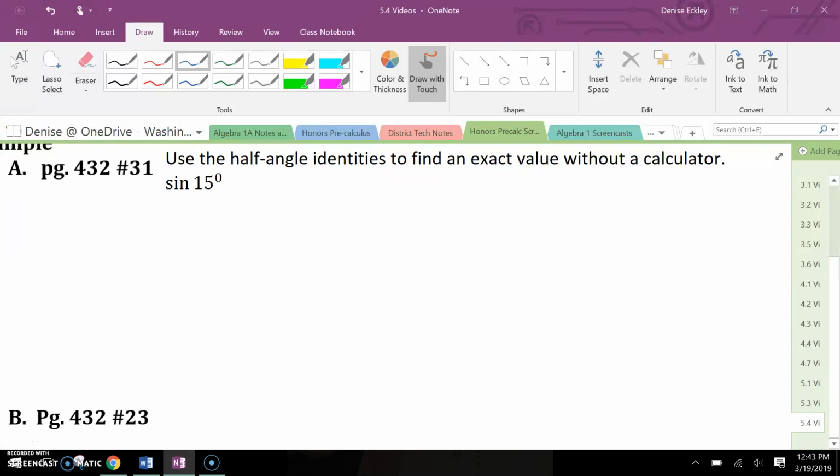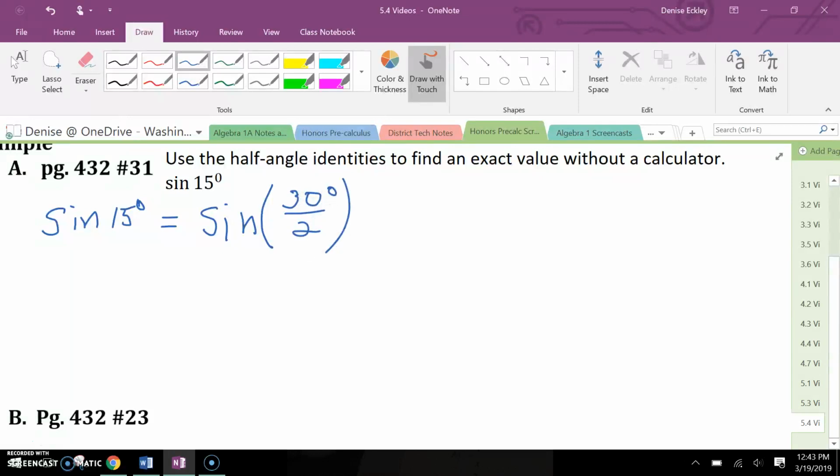Okay, page 432, number 31, we're asked to use the half-angle identities to find an exact value without a calculator. Now, we did problems similar to this in the last section when we were doing the sum and difference identities, but now we want to use the half-angle identities. So what we want to do is find an angle, half of which is 15 from the unit circle. So sine of 15, we can rewrite as the sine of half of 30.